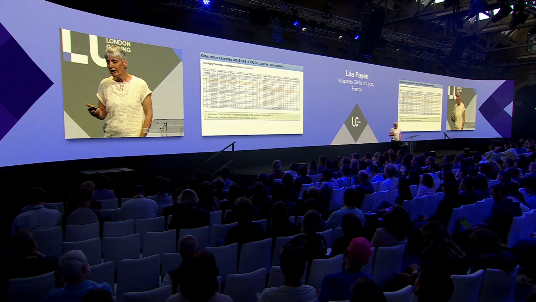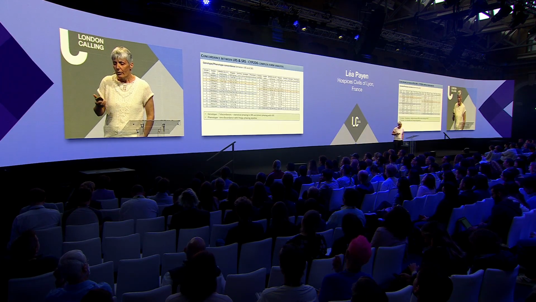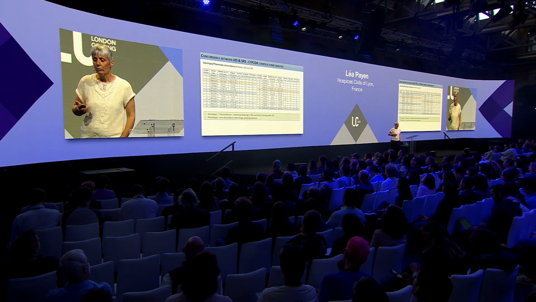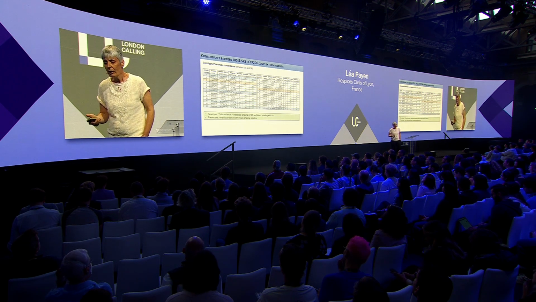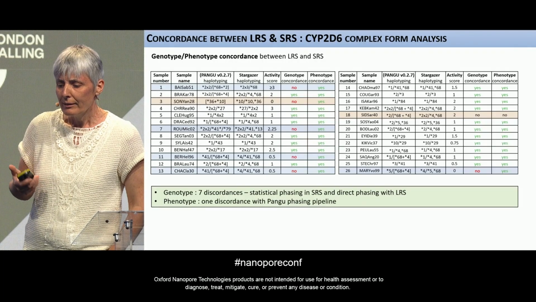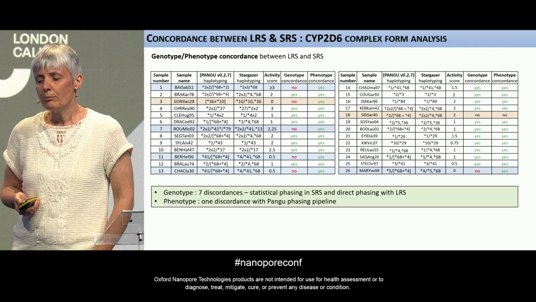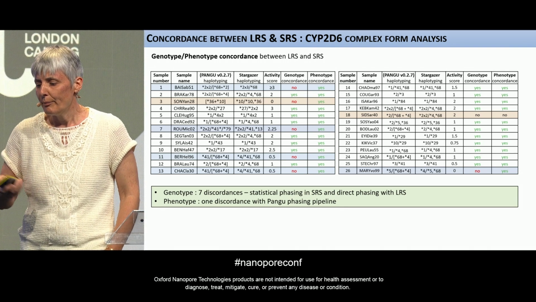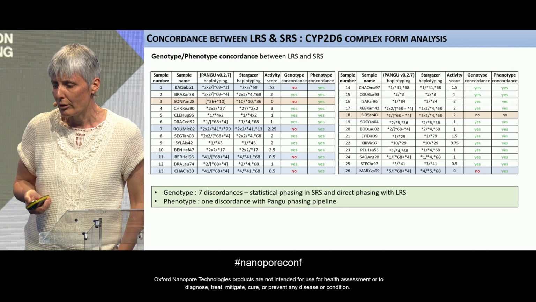For 2 cases, the Pangu public tool we use for the haplotyping was not able to detect the duplication of CYP2D6. It's the case 3 and the case 18. It's not a problem for the case 3 because STAR10 is not functional, so the phenotype is not modified. But I will talk a little bit more about the case 18 because the duplication is a functional copy.